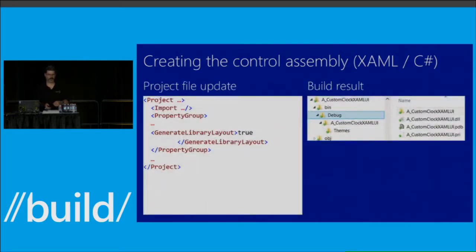So what does that do? Well, this is how we make a pointer. So generate library layout, set it to true. This is just another property group, and then that will create another folder under debug or release, the name of your project and all your themes. You will need these when we create the v6 package.